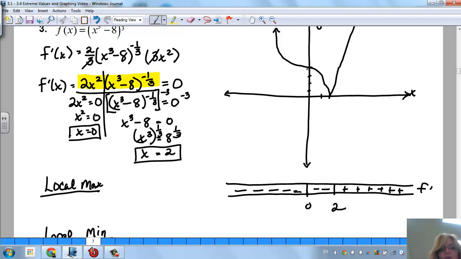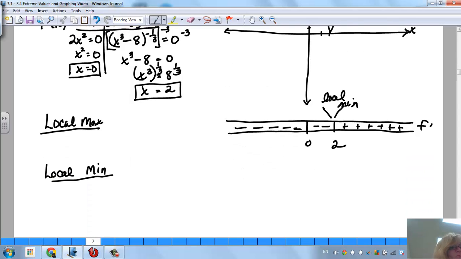But I look here and say, oh, right here, this is negative, then positive. This must be a local min, which does look like a minimum. The local min is at x equals 2, and when I plug 2 back into my original equation, I get 0. So my local min is 2, 0. And the local max, there really is none, so we say none.